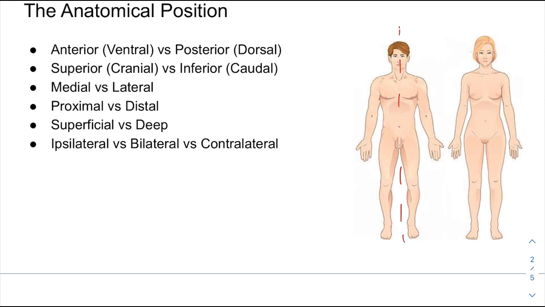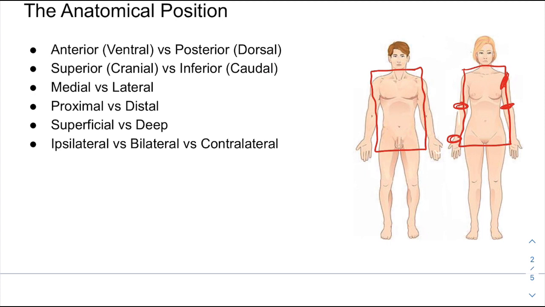Next, we have proximal versus distal, and that is all about the trunk of the body. So here, this is the man's trunk. And this is the woman's trunk right here. So anything that is proximal means it's closer to the trunk, and anything that is distal means it's further away. So I can say that this young lady's wrist is distal to her elbow because it's further away from the trunk. I could also say that her shoulder is proximal to her elbow because her shoulder is closer to her trunk than her elbow.